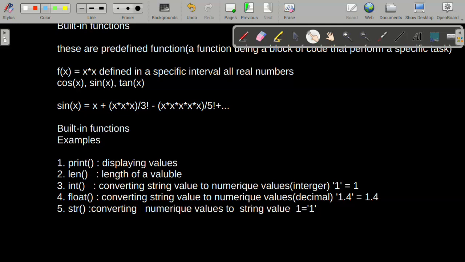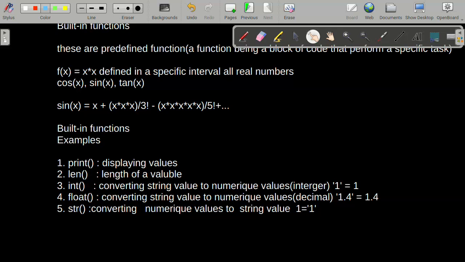We also have an int function. This int function is used for converting string values to numeric values. Examples of these string values, for example, 1 in quotation marks, will become 1 as a numerical value where you can perform mathematical operations. Here we have float. Float as well is used for converting values into decimals. For example, 1.4, including 1 itself, so it will be 1.0. Then it will become 1.4 from string to decimal.